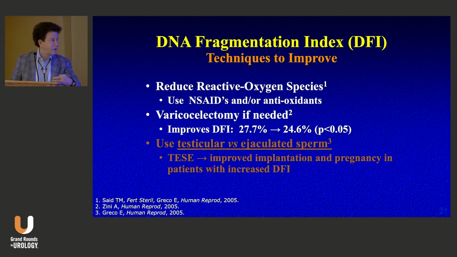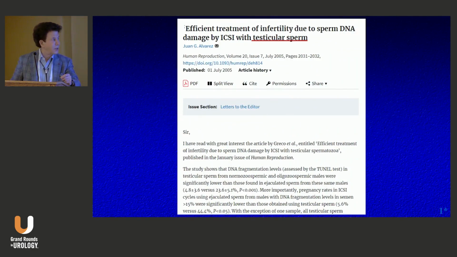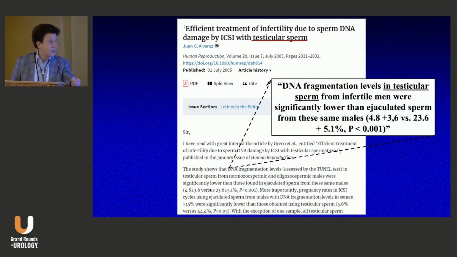You will get improvement in the DNA fragmentation index, the DFI, but while it's statistically significant, to me, it's not really clinically significant. But we do know that if you use testicular sperm rather than ejaculated sperm, you are going to decrease the DNA fragmentation. And this is seen here in this article by Alvarez, where he compared men's DNA fragmentation in their testis tissue versus their ejaculate. And the bottom line is it went from 24% down to almost 5% if he used the testicular sperm.